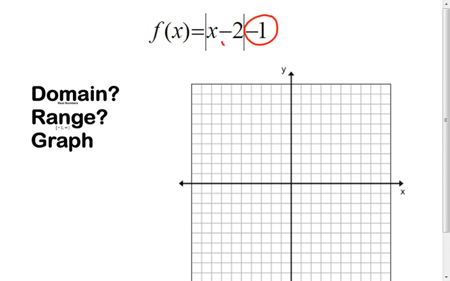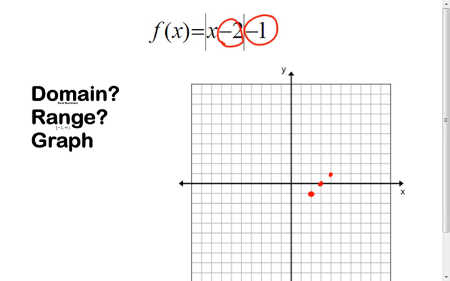And this negative 2 that's in here moves the absolute value function 2 to the right, opposite of what you would think, but kind of how shifts worked when we did sine and cosine functions as well. Okay, so that 2 that's in the absolute value will move the basic absolute value function 2 to the right. The negative 1 will go 1 down.